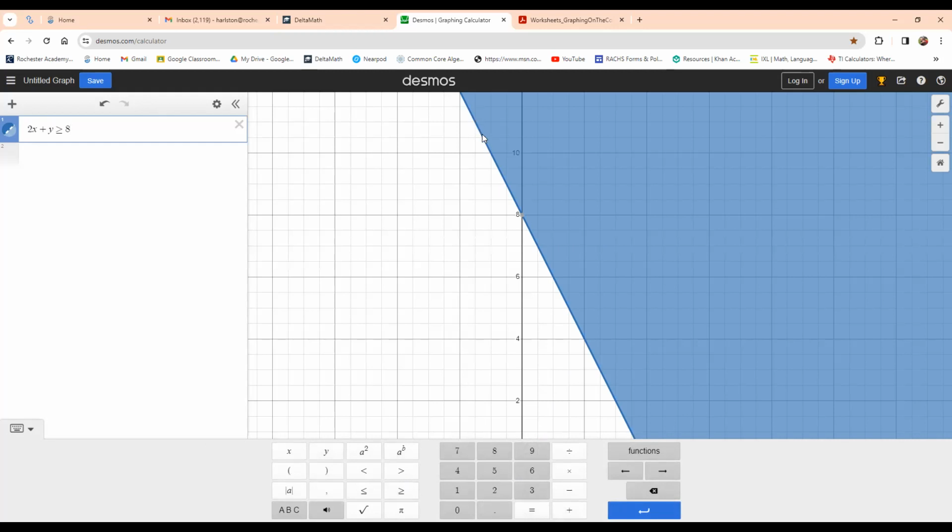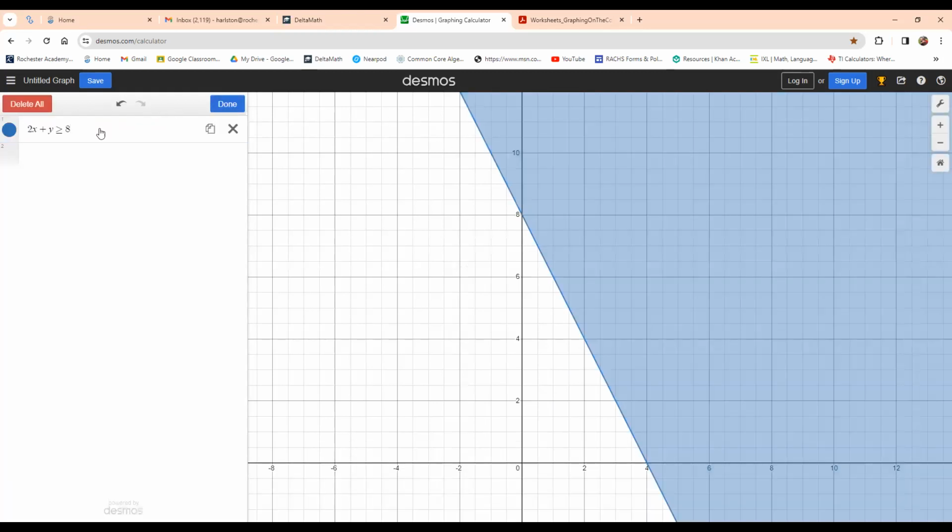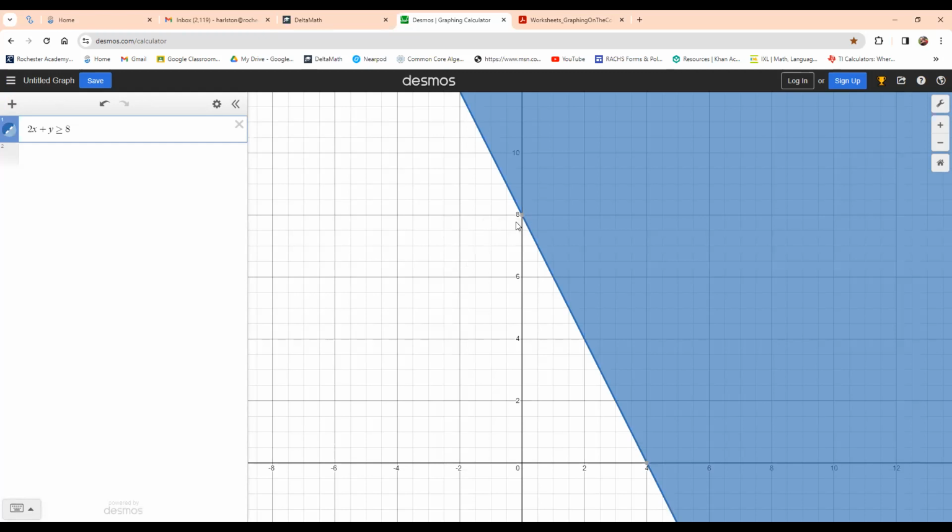Now, we just need to graph the points of the line. By the way, this is a solid line because this has an equal underneath. I just need some points here. For this one, I only need 2 points. What are the coordinates for this point? 0, 8. So click on it. And then I need another point down here, 4, 0. I click on both of those points, and that's what I'm going to graph.